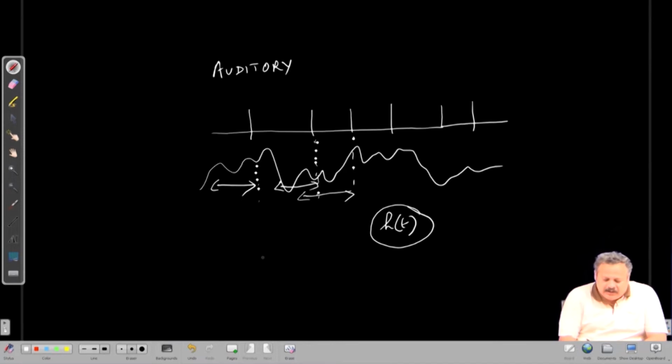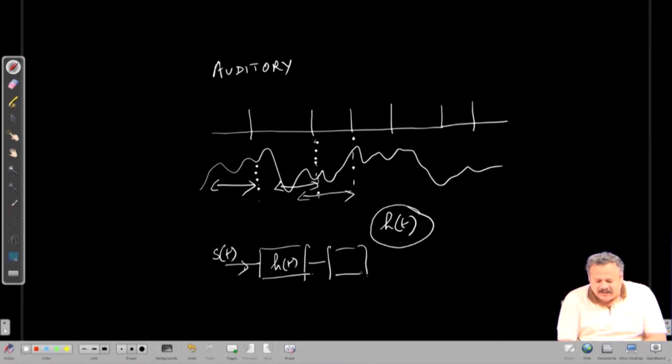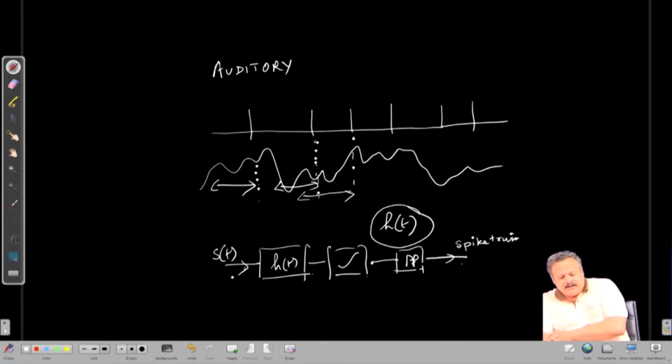So if we remind ourselves further what we mean by that h(t), we have this linear time invariant system. At first, we have the stimulus s(t), and then we have a static nonlinearity, and then we have a point process driving function, and then we have the spike trains here. And we had shown that if we do a cross correlation of the spike train and the stimulus, then that is proportional to this h(t).